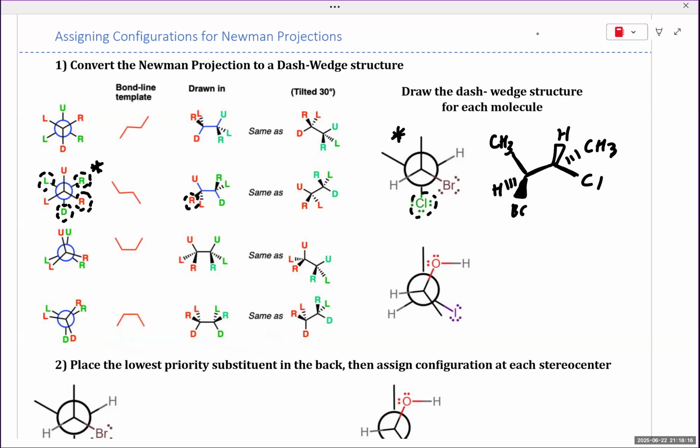If you're comfortable making a model, you can make a model of the Newman projection. And in this case, the only thing that was done is that after you make the Newman projection, you just rotate the entire Newman projection 90 degrees to the right. That's all that we're doing here.